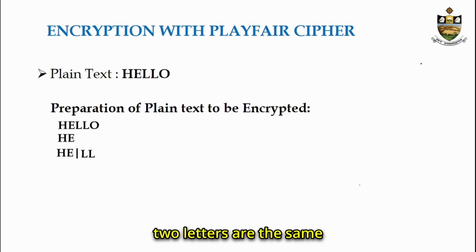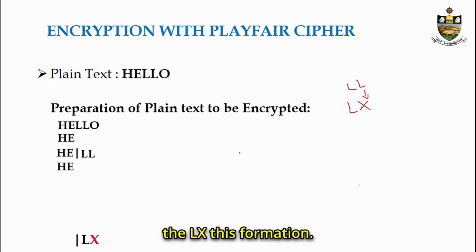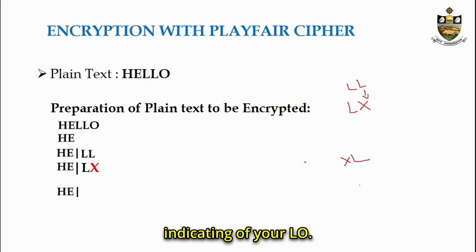If the two letters are the same, as in LL, we insert a filler letter, that is X. The X is placed after the first letter, not before it. So the first L is written, and after that we write the filler character. Now we write LX, which is the proper way, not XL. The next pair is LO.